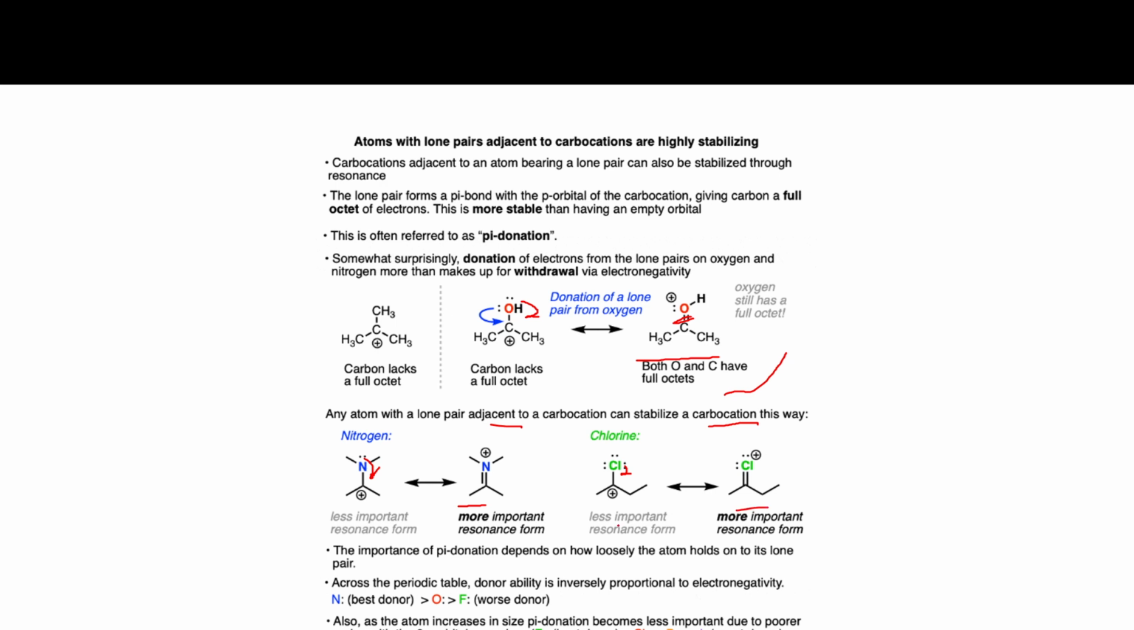So the importance of pi donation depends on how loosely the atom holds on to the lone pair. Nitrogen is less electronegative as compared to oxygen and fluorine, so nitrogen will be the best donor. In this case, you get a more stable carbocation as compared to when there is oxygen or fluorine.